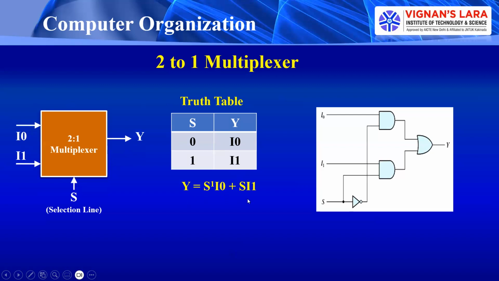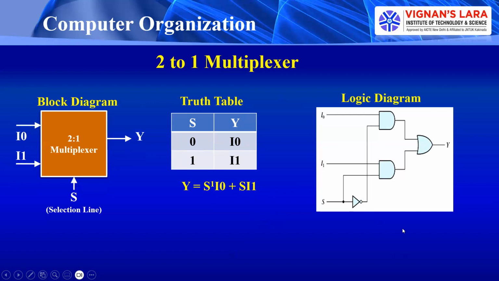If I write the output expression in SOP form, it can be written like this: Y equals S bar I0 plus S I1. That means whenever S is 0, Y is equal to I0, so I take it as S bar I0. If I0 is 0, 0 comes; if I0 is 1, 1 comes. If S is equal to 1, that means S I1, whatever I1 we have reaches the output. This is the simple truth table of the 2 to 1 multiplexer, or 2 by 1 multiplexer.